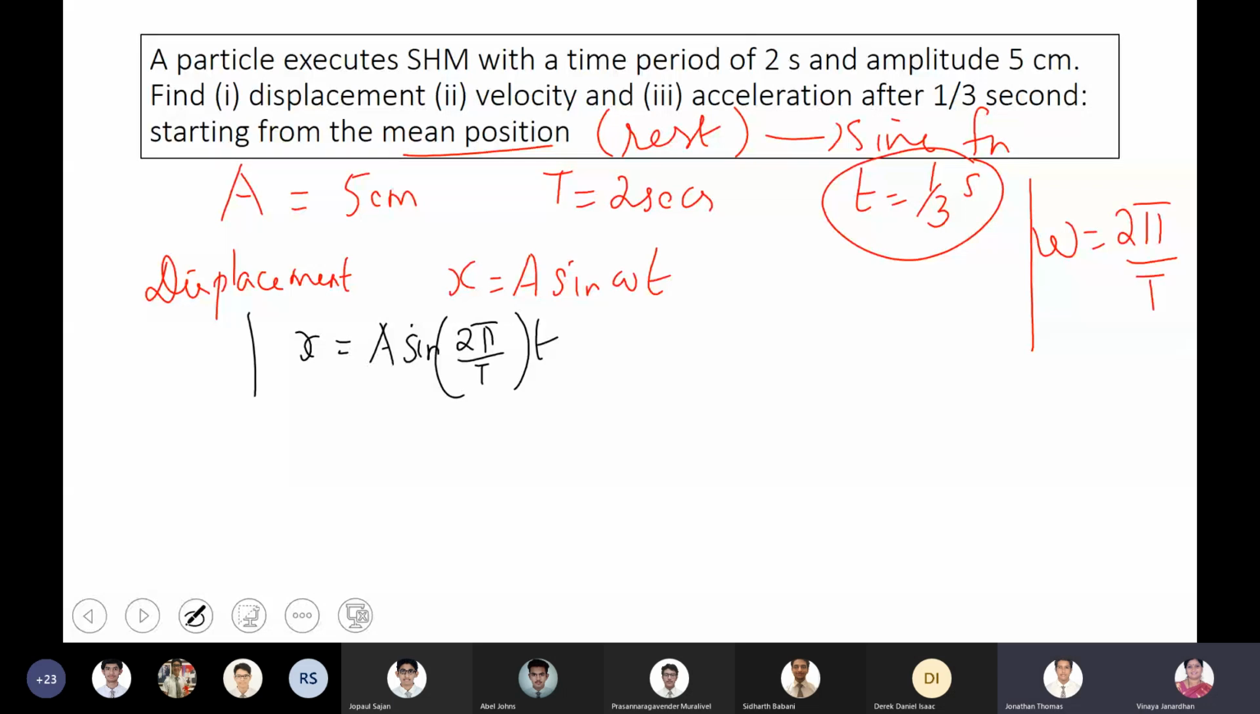Ma'am, should A be in meters whenever we do it? No, you can have it in centimeters also, right?